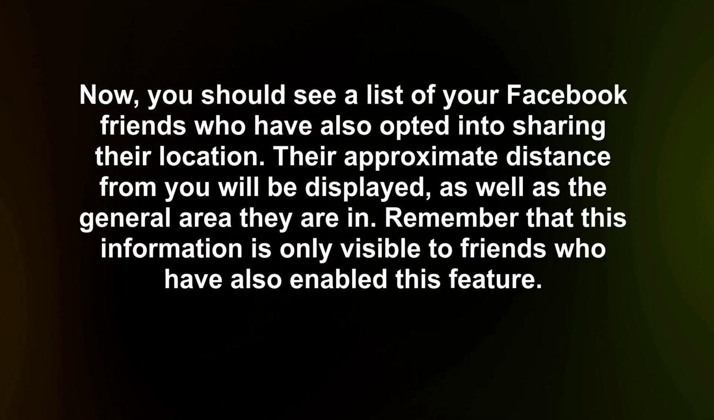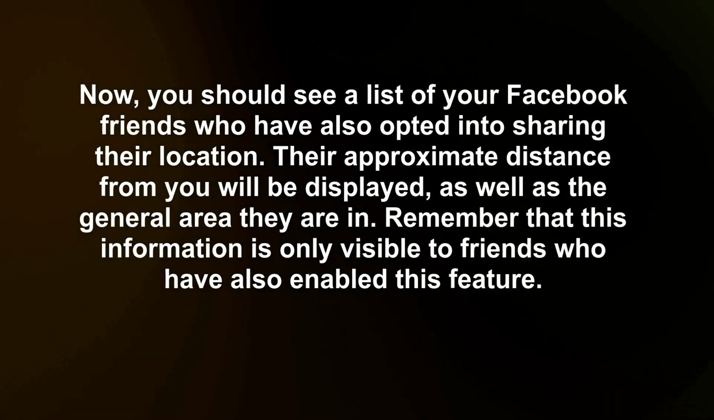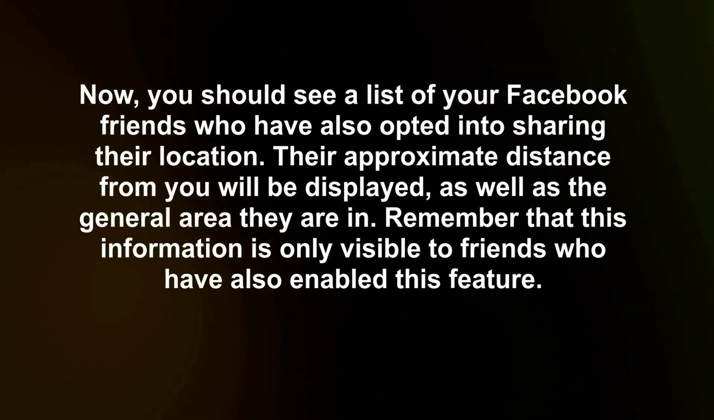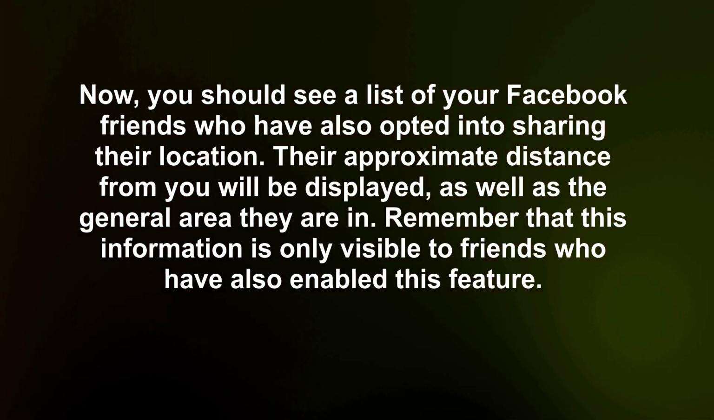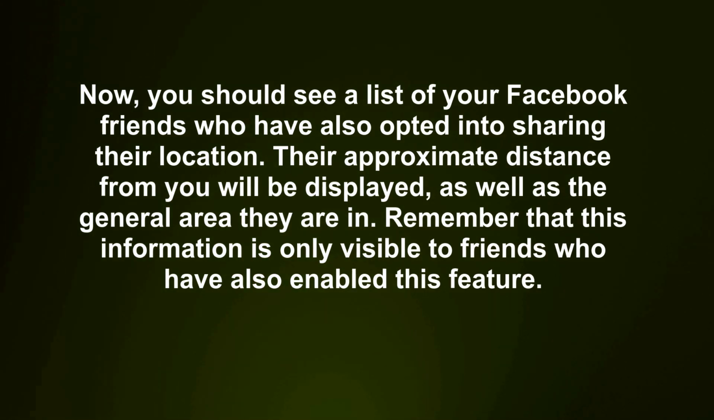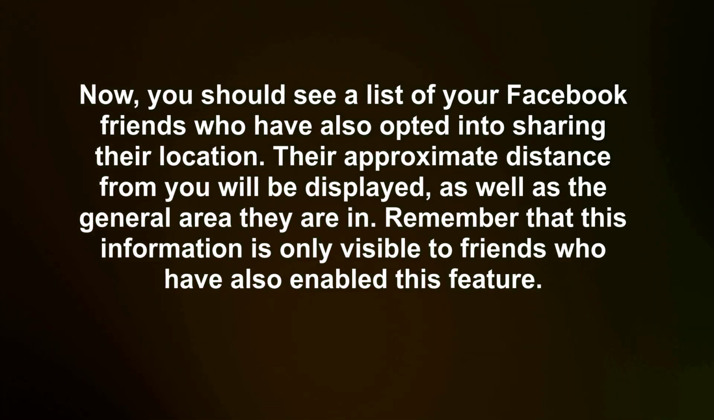Now, you should see a list of your Facebook friends who have also opted into sharing their location. Their approximate distance from you will be displayed, as well as the general area they are in. Remember that this information is only visible to friends who have also enabled this feature.